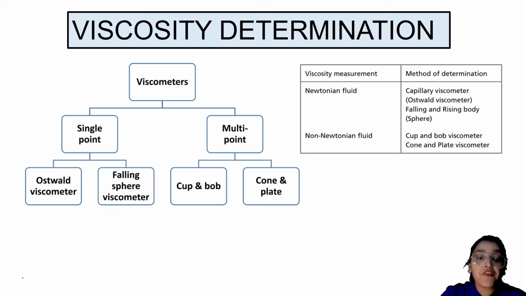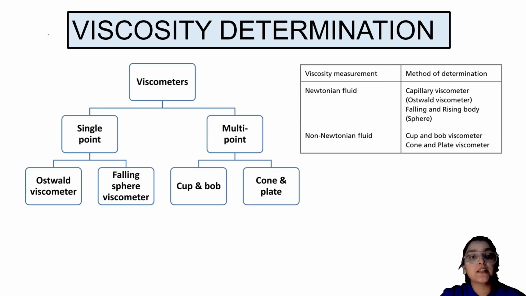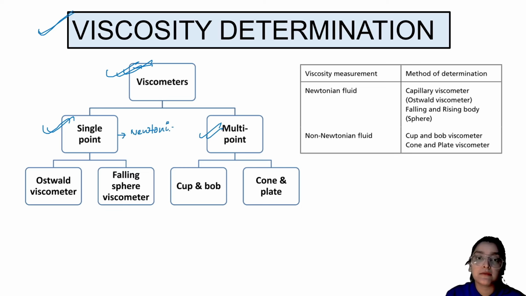Okay students, one more topic that is very important from an exam point of view is the determination of viscosity, which is done using the viscometers. Okay, the viscometers can be divided into the single point ones and the multi-point ones. You should know that the single point ones are based on the Newtonian ones and the multi-point ones are based on the non-Newtonian ones. Okay, the examples are really important from your exam point of view.